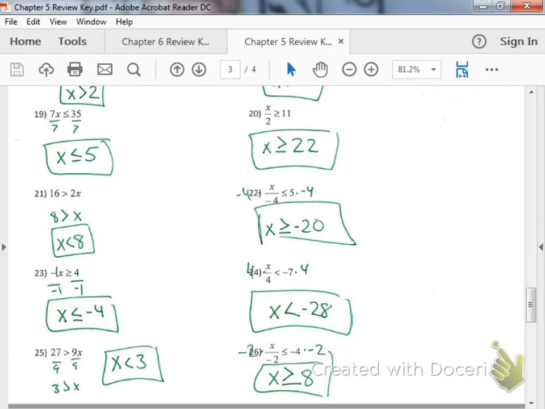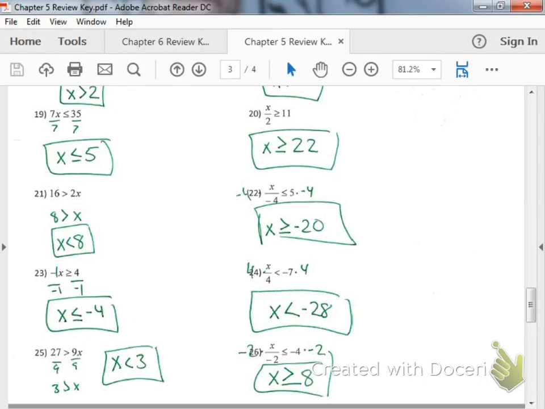All right, so here's the last half of the one-steppers. Flipping the symbol, like on number 22, do you see how I multiplied by a negative 4? I had to flip the symbol. Happens again on number 23. You divide by a negative 1, you flip the symbol. Happens on number 26. You're multiplying by a negative 2, you flip the symbol. So just be aware of that. Anytime you multiply or divide by a negative number, you switch the direction of the inequality symbol.